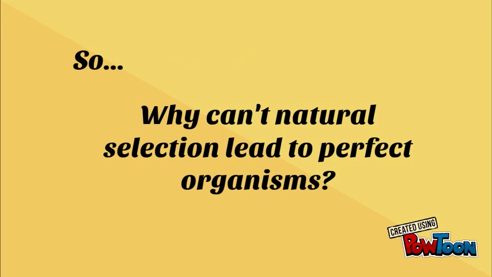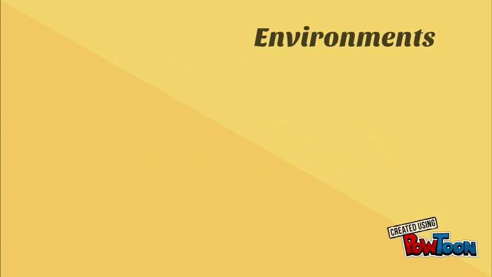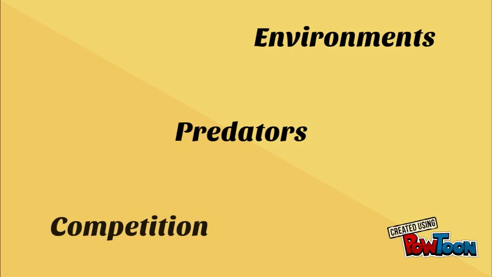So why can't natural selection lead to perfect organisms? Environments, predators, and the organism's competition are all evolving alongside each other. This prevents any of them from getting ahead for too long.